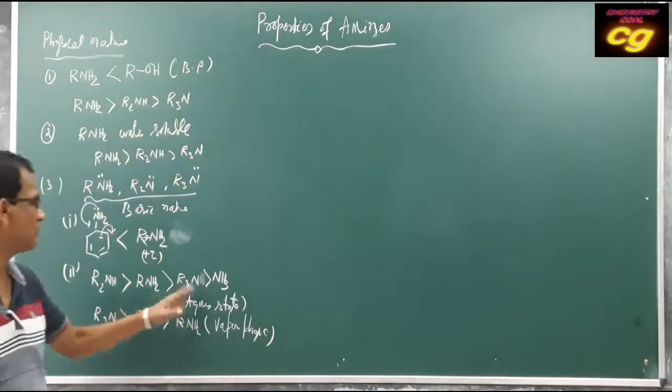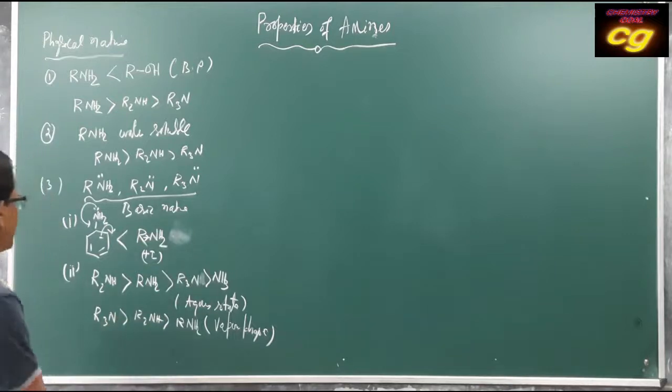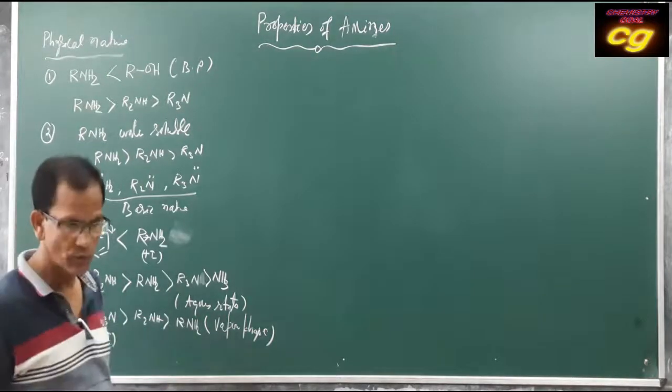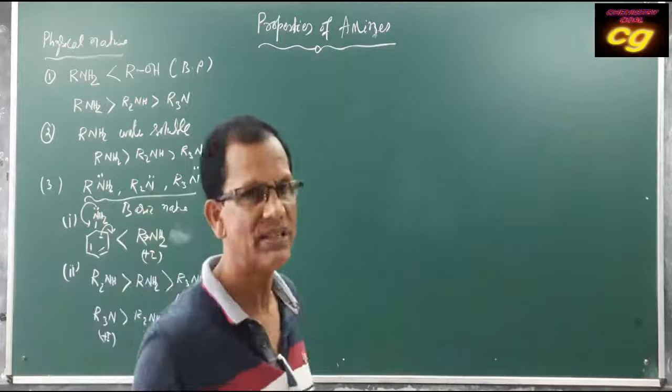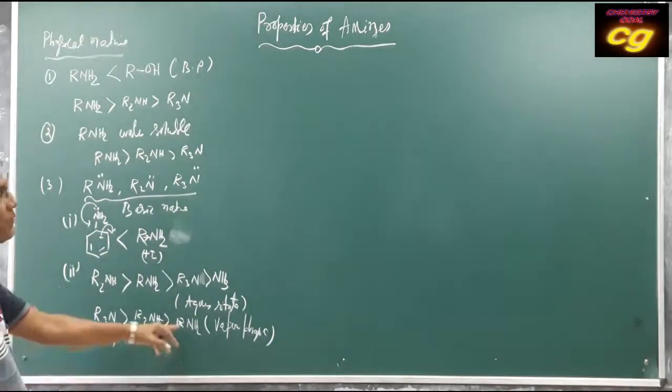First one is the aqueous phase. In the vapor phase, it only depends upon the cross effect. As tertiary amine has more cross effect, that's why it is more basic. Because we know the cross effect increases basic character. That's why tertiary amine is more basic than secondary amine, than primary amine.